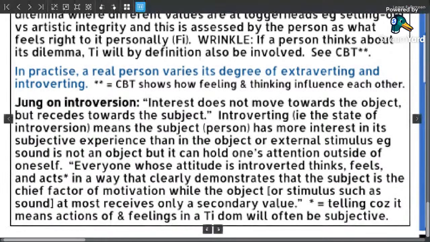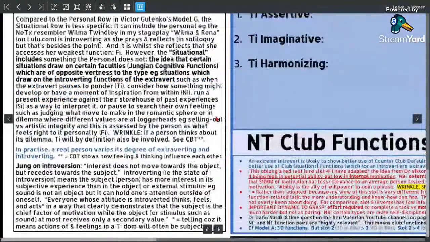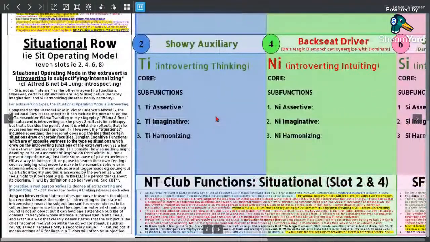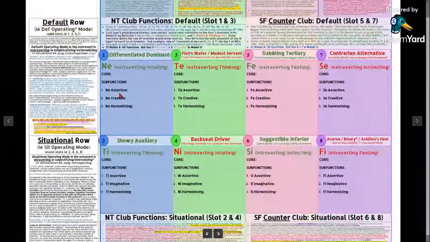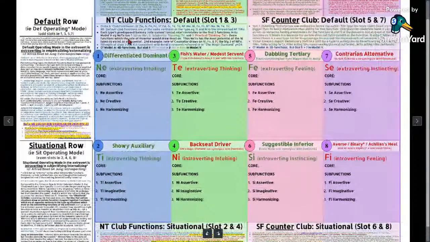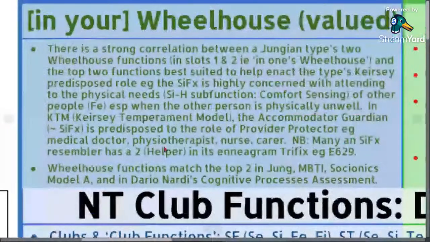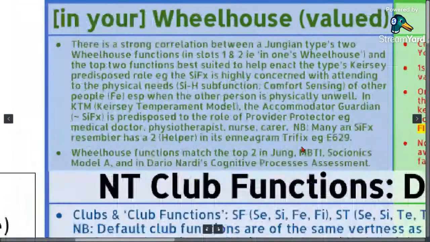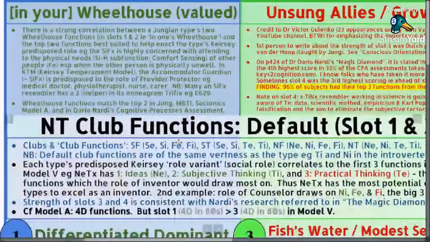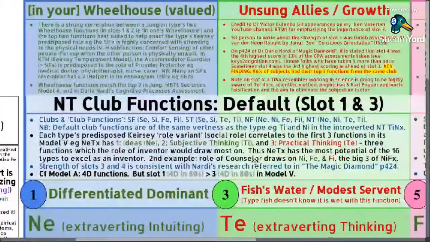So this is where you get this overall preference in ENTP for all of the extroverting functions. And so it's a default function. Now, I'm also going to show these little bits for later on. So you've got your wheelhouse functions there, and that is one of the club functions.